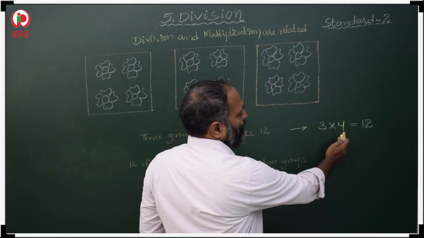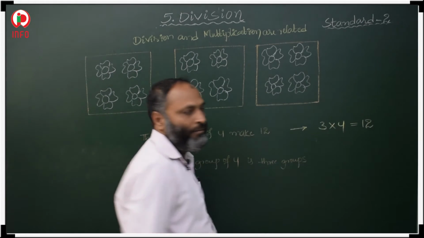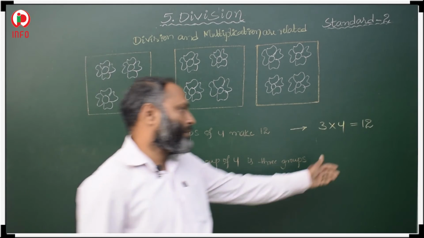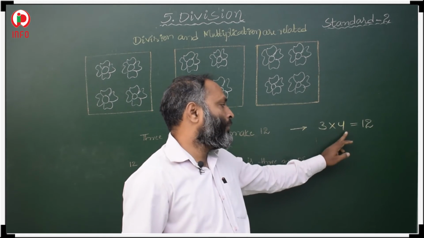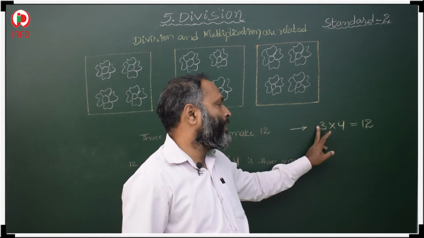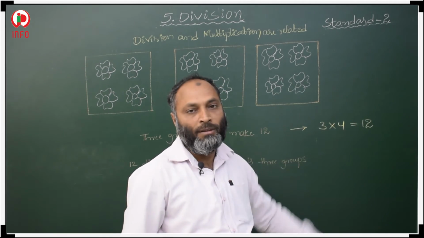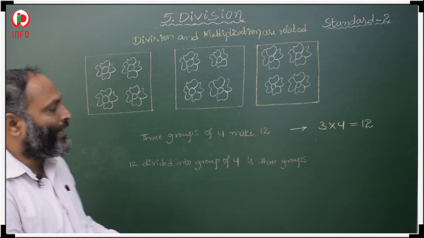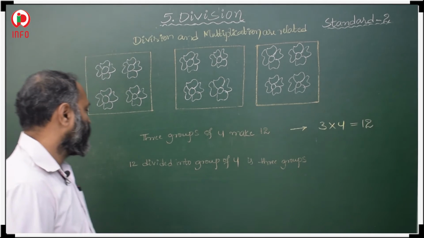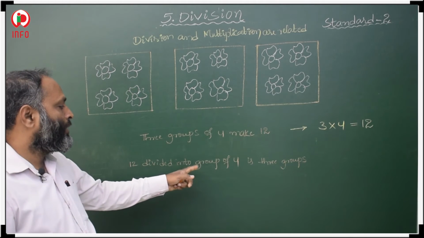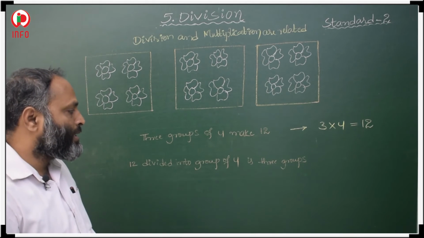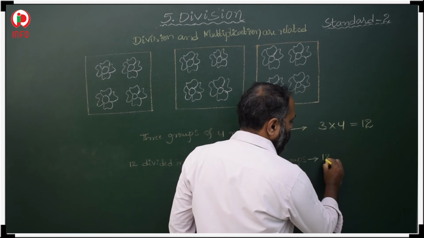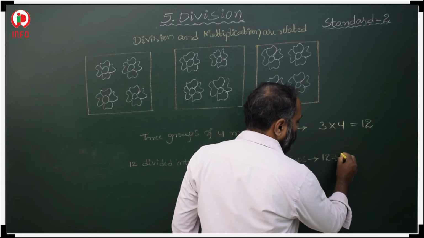3 groups of 4 makes 12 means 3 into 4 is 12. This is multiplication. In each group, 4 flowers are there. 3 groups of 4 makes 12. Then in division, how do we convert multiplication into division? See here. 12 divided into groups of 4 is 3 groups. It means this 12 is divided into groups of 4.